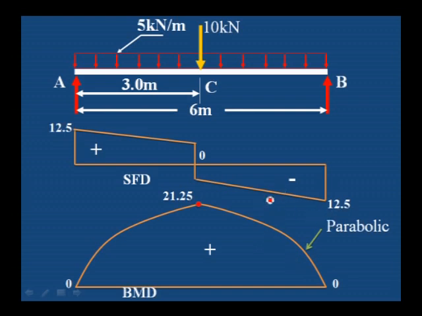What you can observe here, at the central point it is changing its sign from negative to positive, and also you can observe here we have to keep a drop equal to the 10 kilonewton. Right side it is a drop of 12.5, left side drop of 12.5, center it is change of sign. Here the entire diagram is parabolic with rise at the center point, that is equal to 21.25 kilonewton meter.